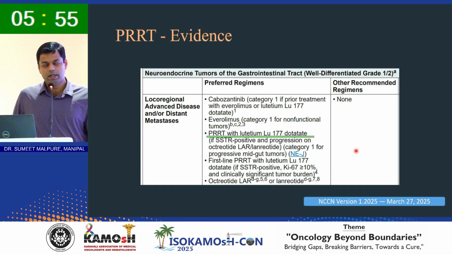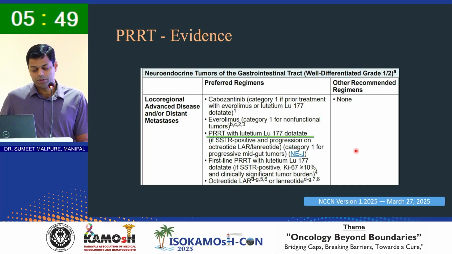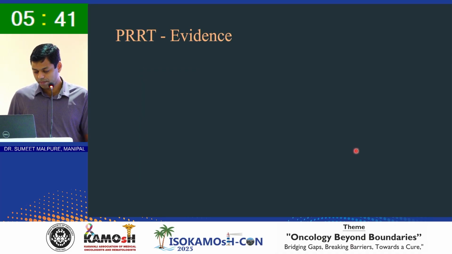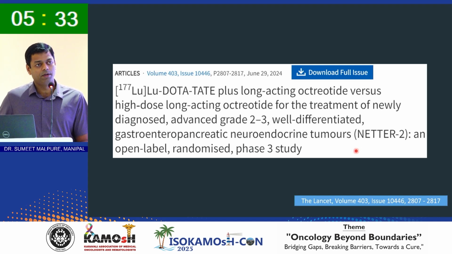Again, this is the NCCN guidelines, where you can see that PRRT with lutetium dotatate, if somatostatin receptor positive, should be used as first line even if Ki-67 is more than 10%. So this is not just in grade 1 and grade 2 tumors, it is also used in well-differentiated grade 3.